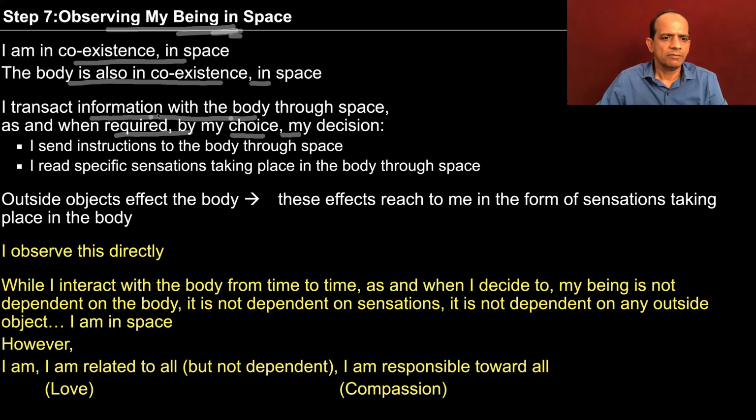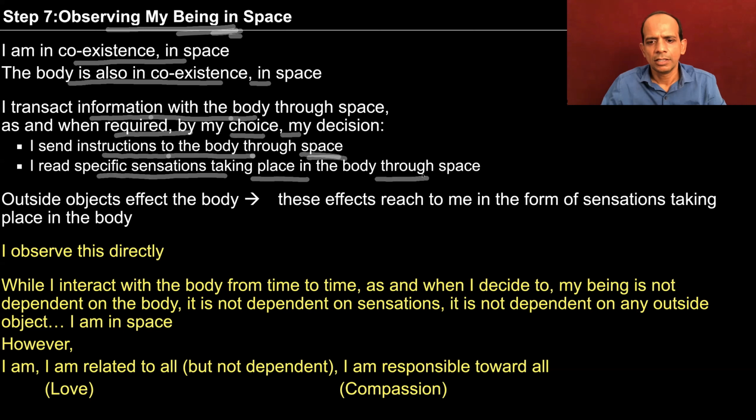So whatever transaction is taking place between me and the body is through space. So I can see, or I have to see, that I am there in space. The body is also there in space. And whatever I am transacting with my body is through space. So I send instruction to the body through space. I read specific sensations taking place in the body through space. So all this is happening in space, isn't it?